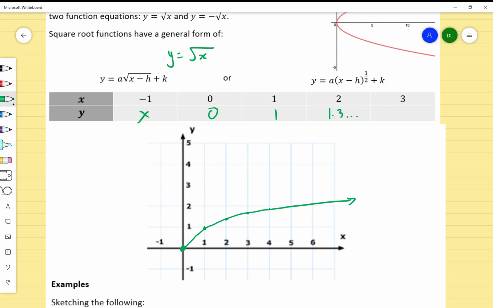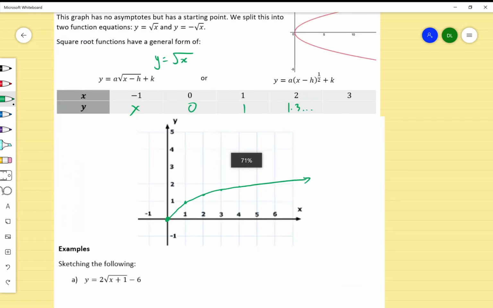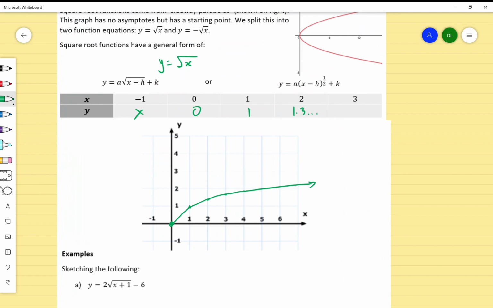Now theoretically, because there is no asymptote here, it is possible for this function to continue on forever and have a y value that is, let's say, 100. There is no asymptote, as opposed to the other functions we've looked at over the last few lessons. So that is the square root function.